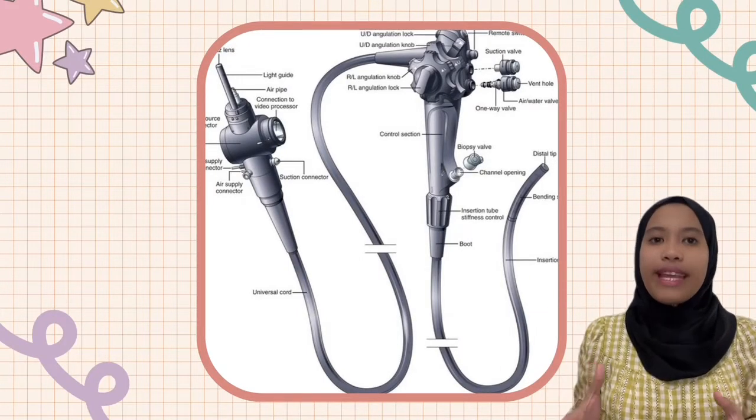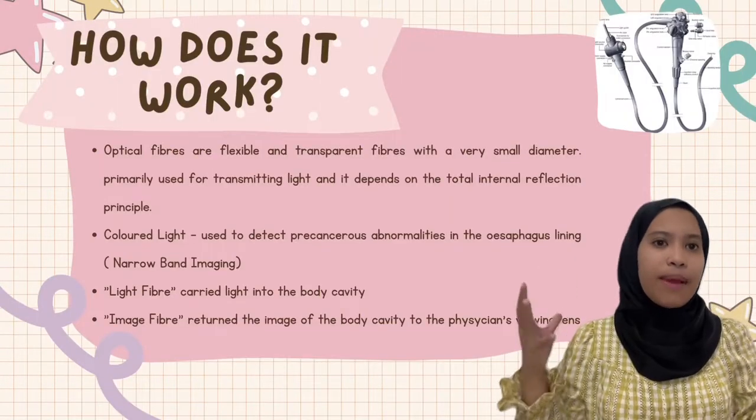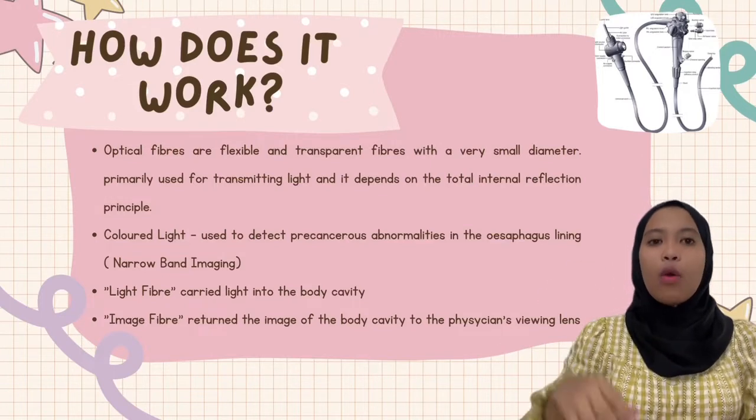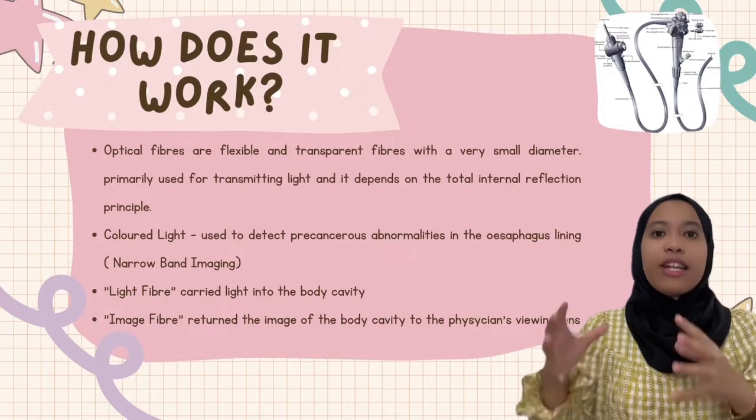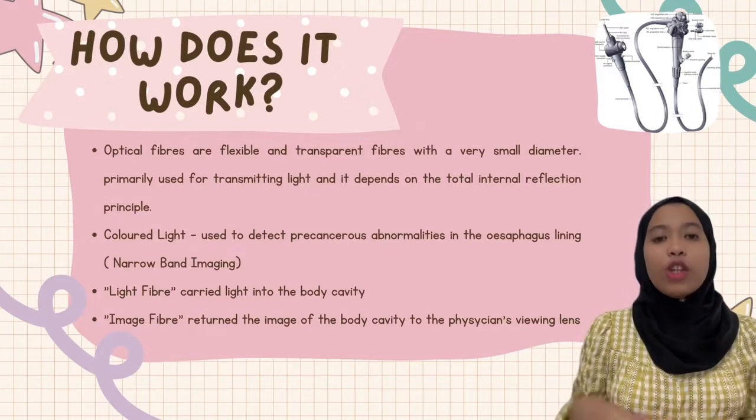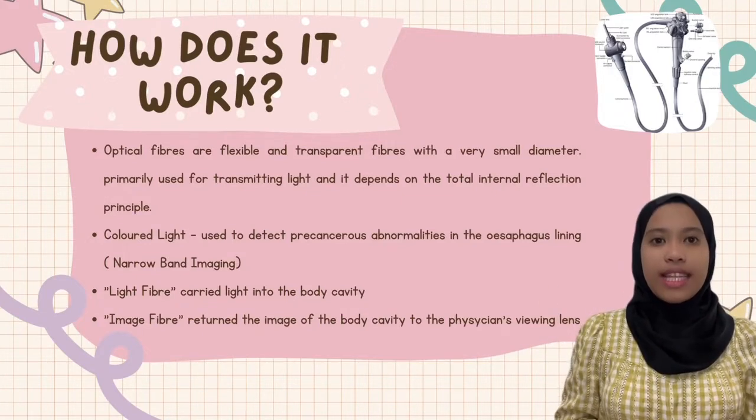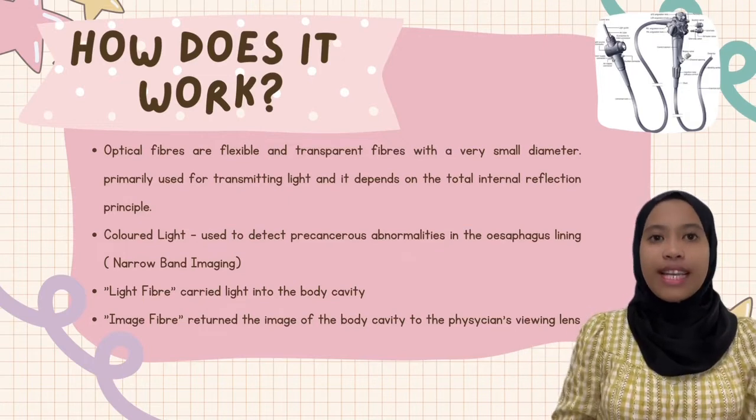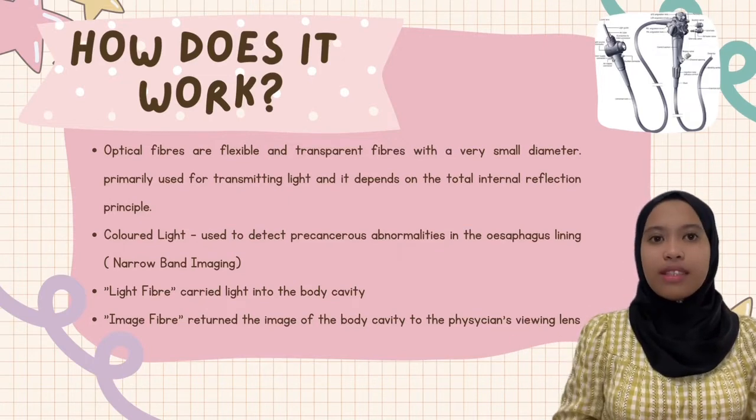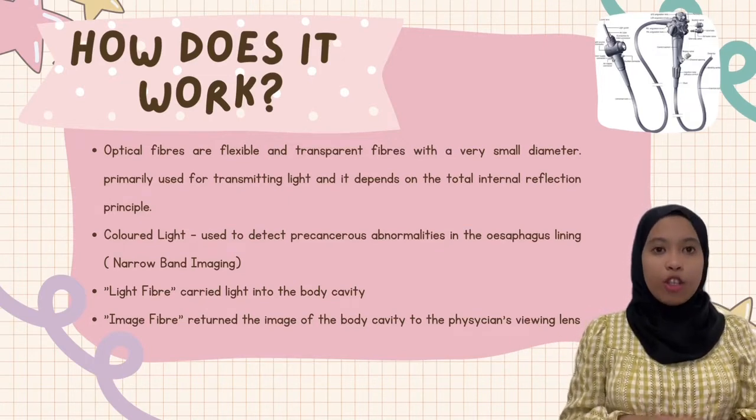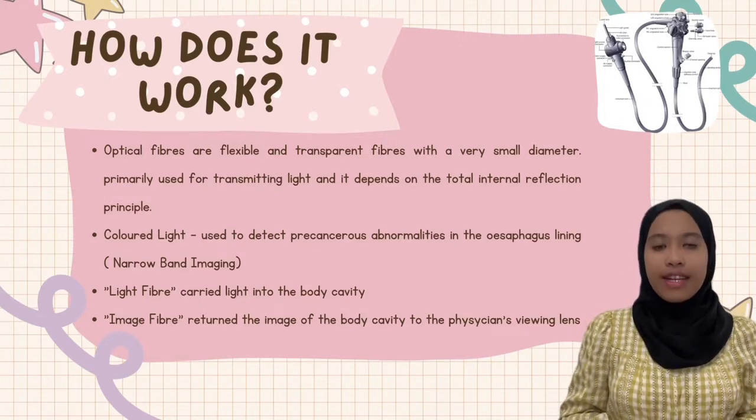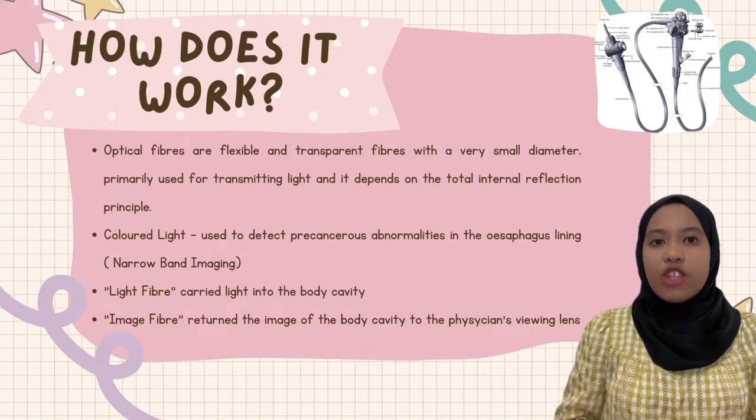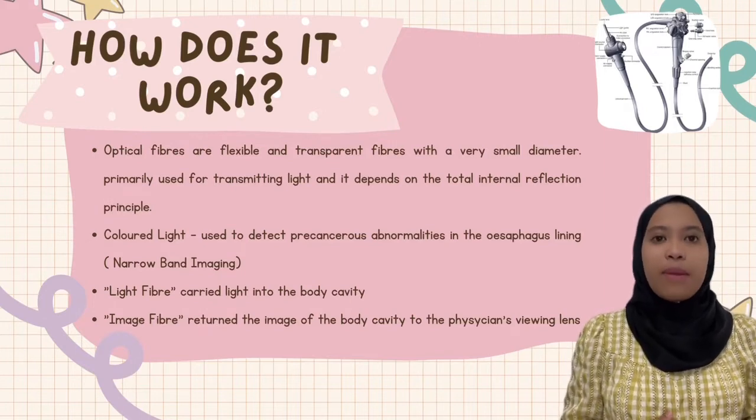In fiber optics, a core is usually surrounded by a transparent cladding material with a lower index of refraction. The way light is transmitted in fiber optics, which allows doctors to use endoscopes to see the body's interior, depends on the total internal reflection principle. Colored light is used by some endoscopes to detect precancerous abnormalities in the esophagus lining. Narrowband imaging is the term for this type of imaging.